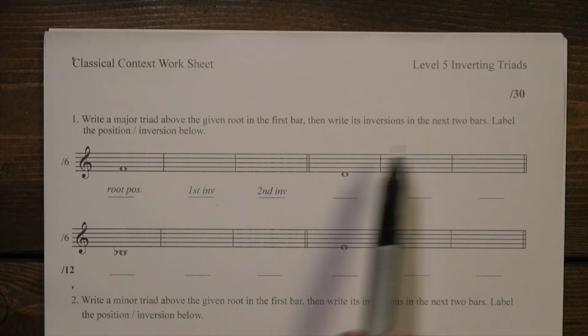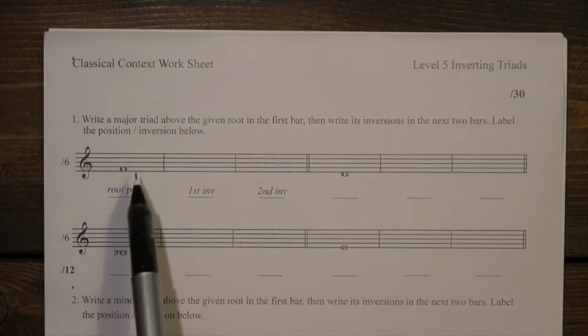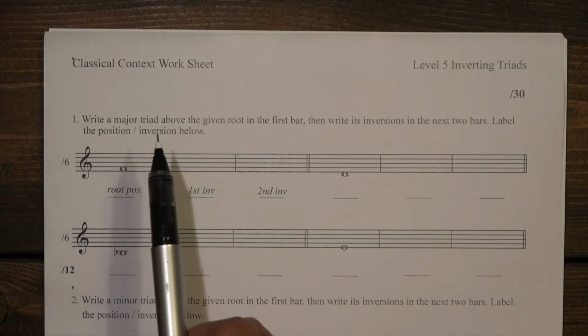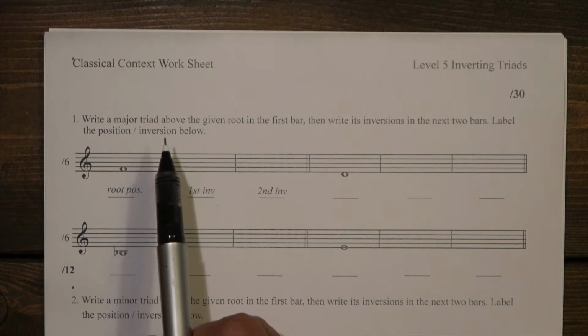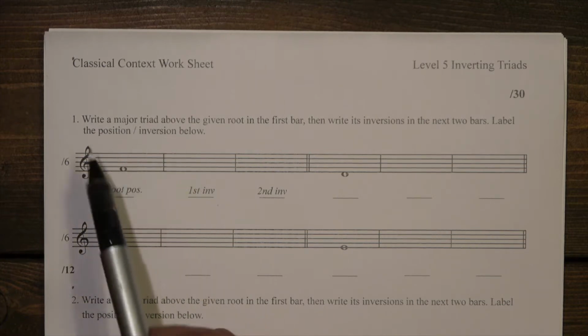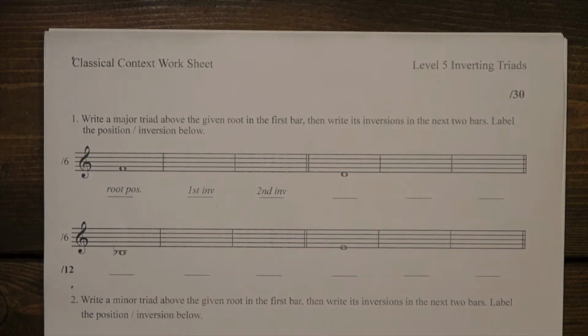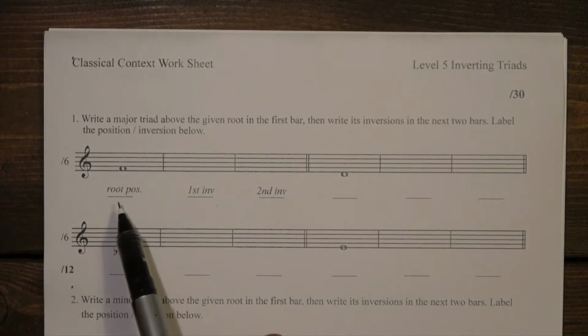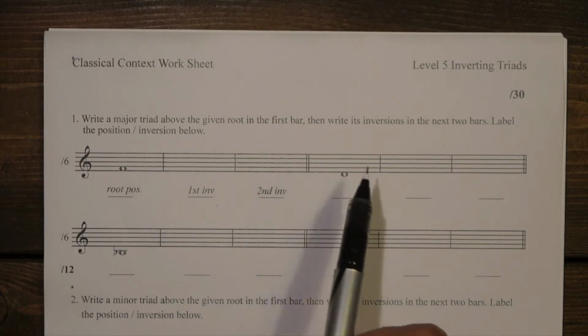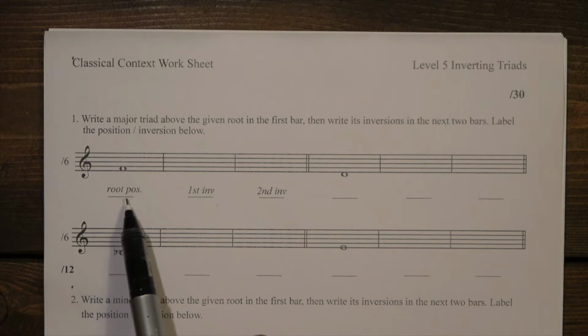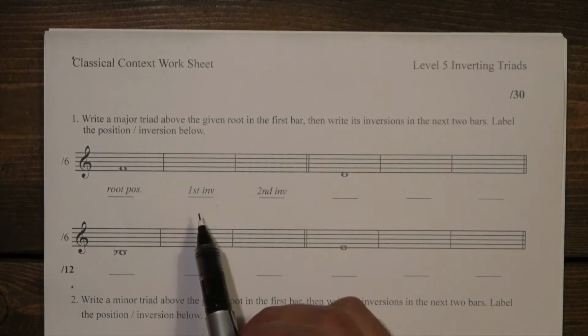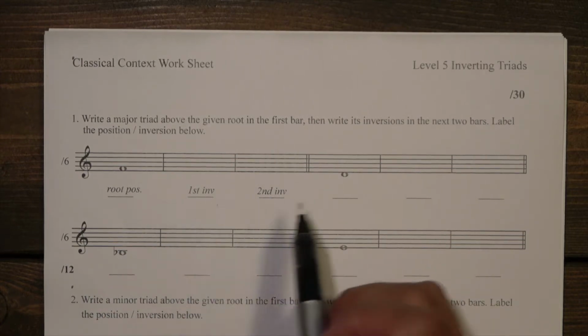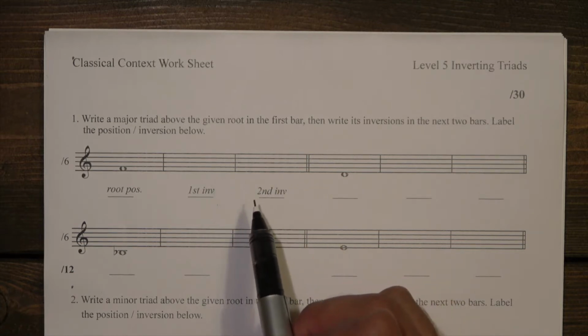Question 1. Write a major triad above the given root in the first bar, then write its inversions in the next 2 bars. Label the position or inversion below. Some teachers will call inverting triads inversions, and some might call them different positions, so I've done both. These are the labels we're going to use.